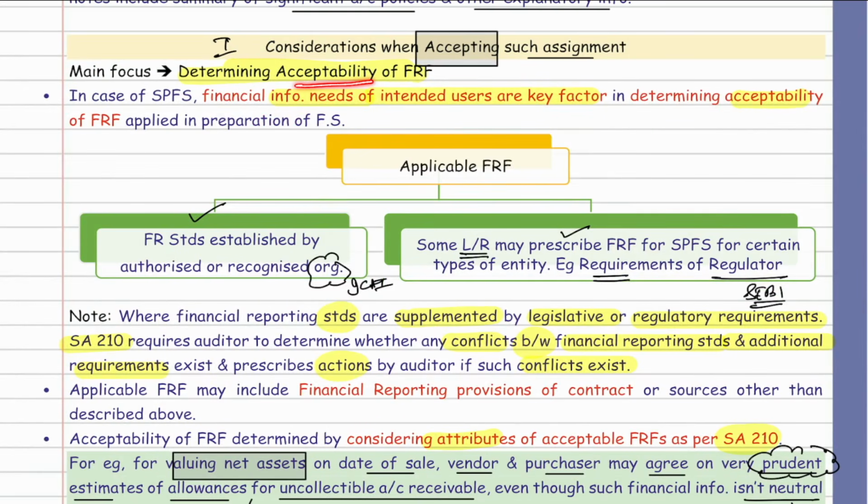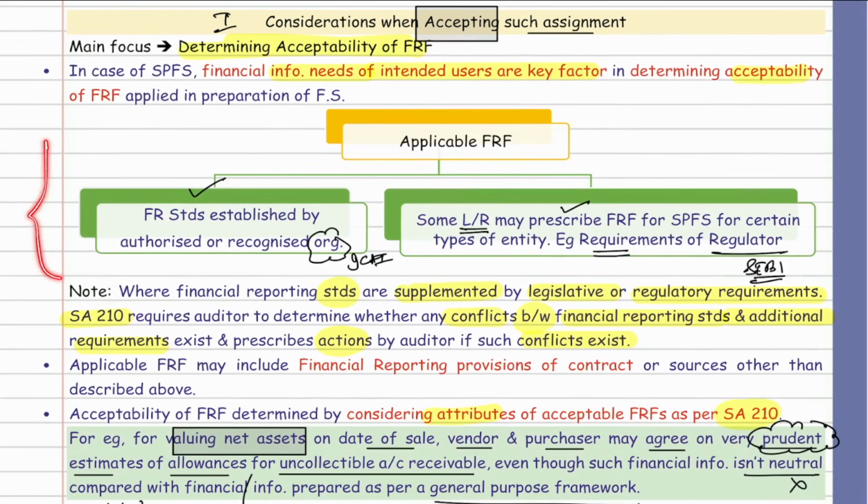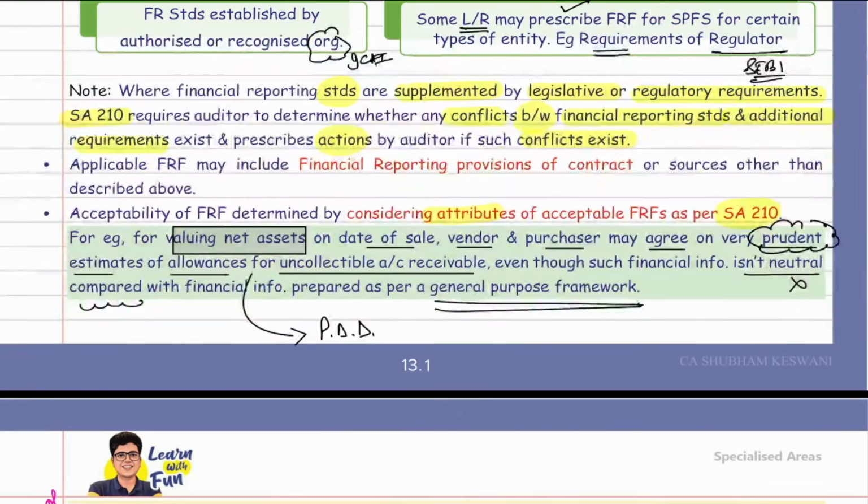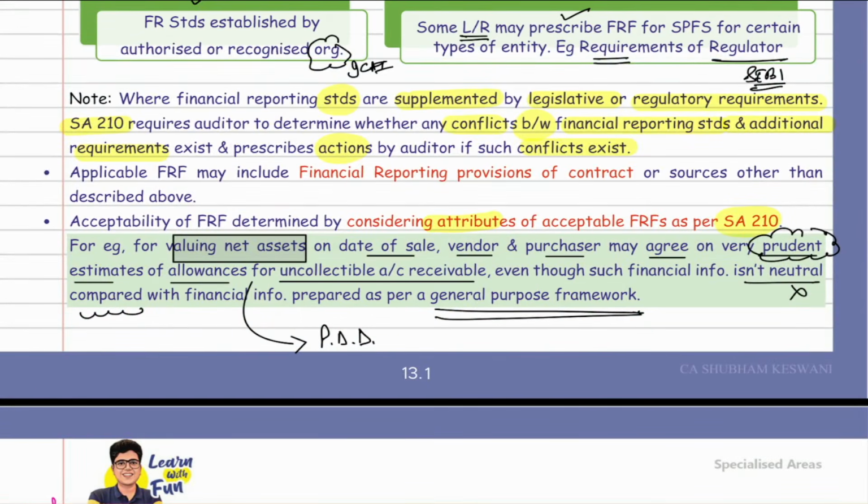First of all, determine the acceptability of FRF. How to determine? Consider the needs of intended user. First of all, what are the options available? Prepared by the organization like ICAI or prescribed by law regulation. If you feel there are any conflicts, take actions as per SA 210. Got it? Got it, sir. Now for determining the acceptability, consider the attributes of SA 210 that we just revised.